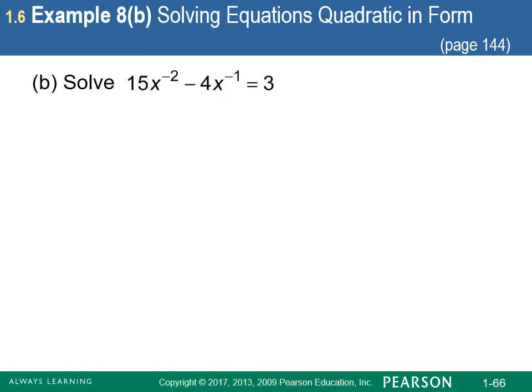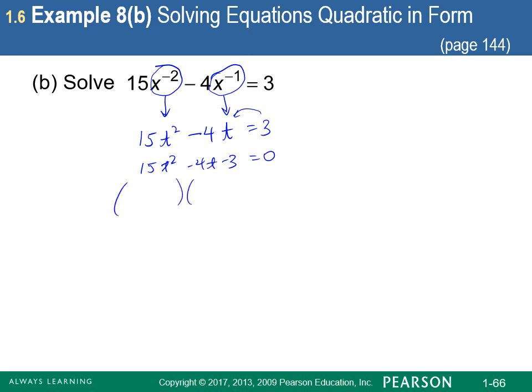So in this last one, we're going to do a technique very similar to the previous problem. We're going to take the x to the negative 1 and x to the negative 2 and replace them. We'll use a t for x to the negative 1, which would make x to the negative 2 a t squared. So the equation becomes 15t squared minus 4t equals 3. We move the 3 over to the other side, and we get 15t squared minus 4t minus 3.